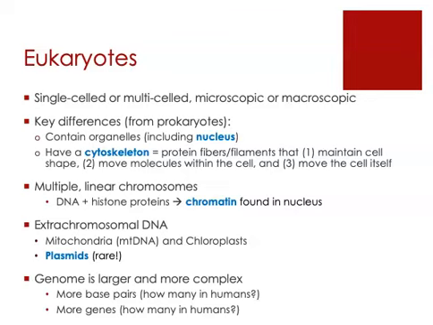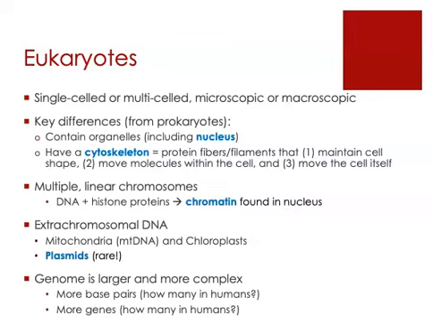We also find extra chromosomal DNA in 2 of the organelles. Remember, we can find DNA in mitochondria, and we can find DNA in chloroplasts. And we believe that that DNA is there because those organelles were once free-living cells and became part of another cell through that endosymbiosis theory that we discussed.